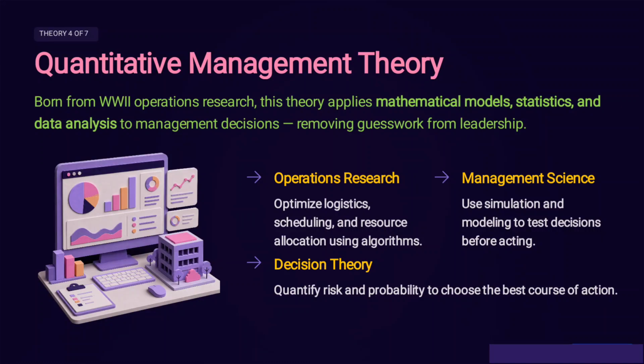The first principle of this quantitative management theory is operations research. Optimize logistics, scheduling, and resource allocation using algorithms. Next is management science. Use simulation and modeling to test decisions before acting. The third one is decision theory. Quantify risk and probability to choose the best course of action.